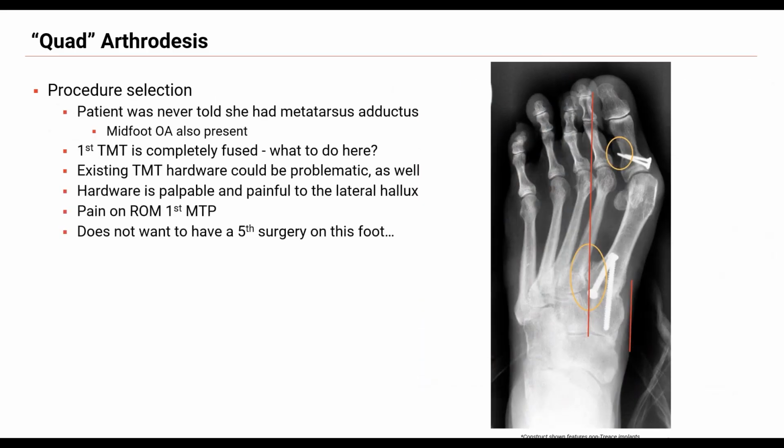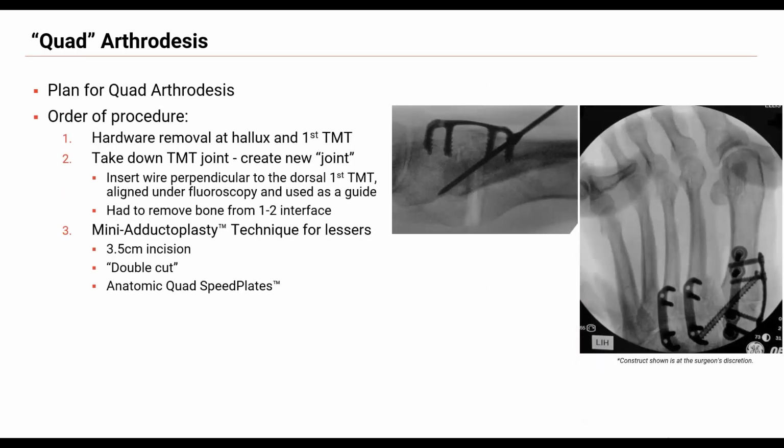So I had to really go through her x-rays with her and explain to her what metatarsus adductus was. She was never explained this. The hardware was prominent at that lateral phalangeal base, and actually that was pushing against the proximal phalanx of the second toe, so there was a lot of pain in there. The big toe joint itself was not moving very well at all, very stiff, very painful. A lot of stiffness and a lot of pain in the midfoot. She doesn't want to have a fifth surgery, so that leaves me with the quad.